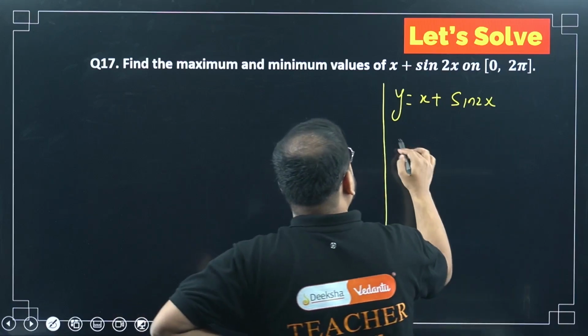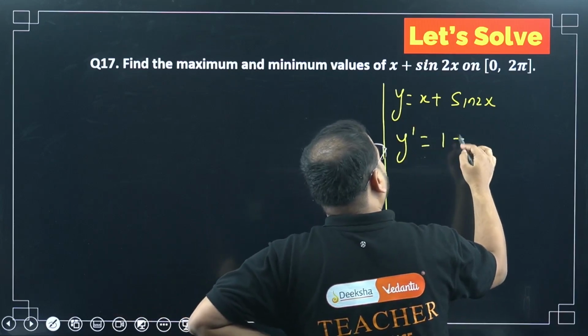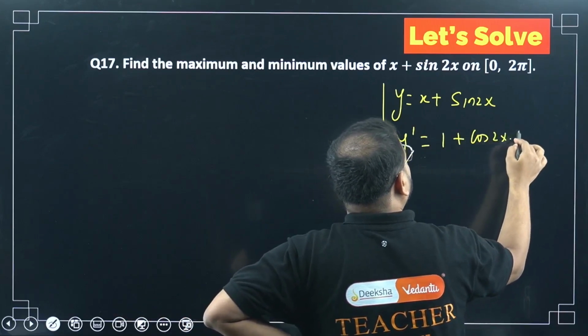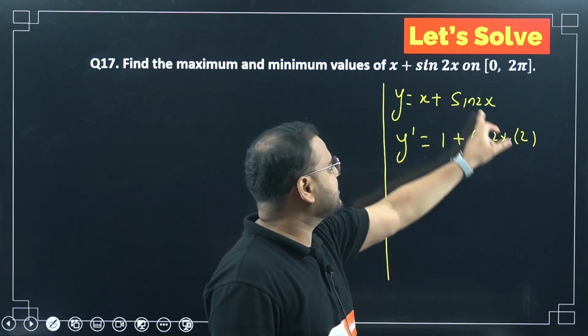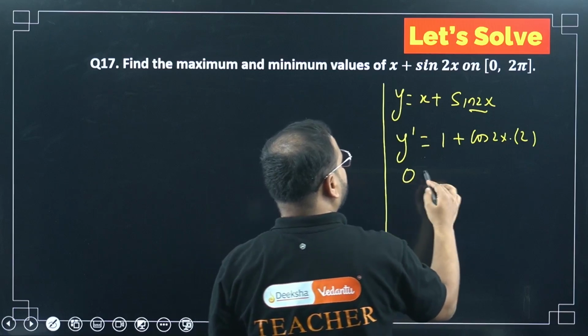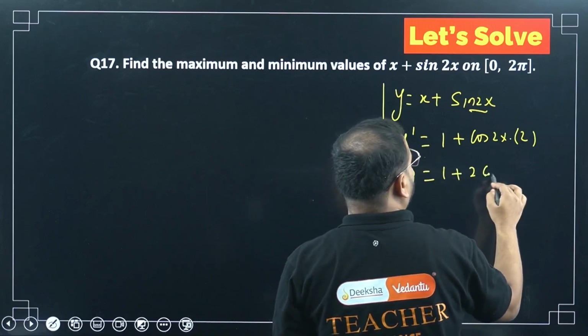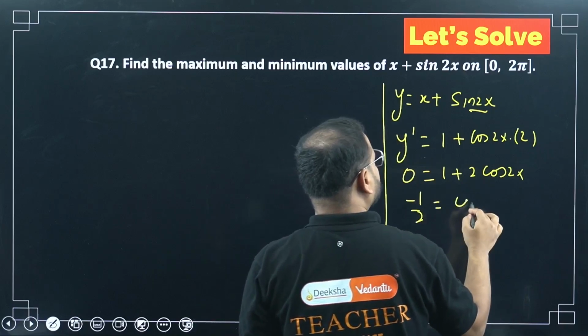Find the y dash first. What is y dash going to be? 1 plus cos 2x times what? 2. Correct, right? Differentiation of sin 2x is cos 2x. Differentiation of 2x is what? 2. What is the condition? We put it equal to 0. 1 plus 2 cos 2x equals 0. Bring this one here. Minus 1 upon 2 equals simply cos 2x.